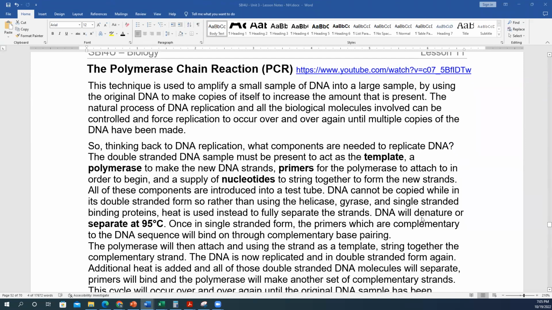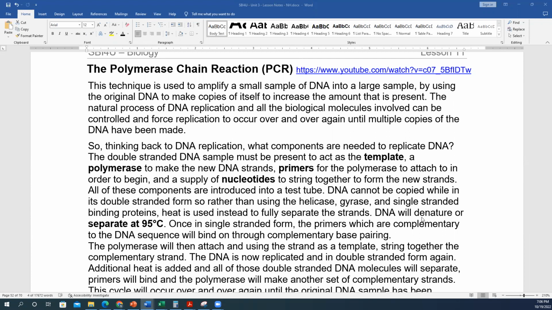So then the other very famous molecular biology tool that we have at our disposal is the polymerase chain reaction, or PCR for short. And this is a technique that many of you have probably heard a lot about over the last couple of years, especially since it's such a powerful tool for doing COVID testing.